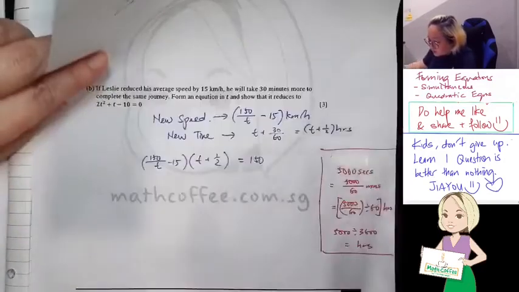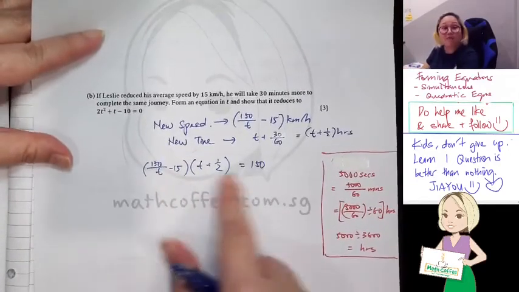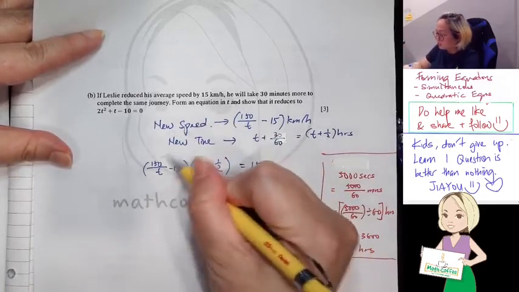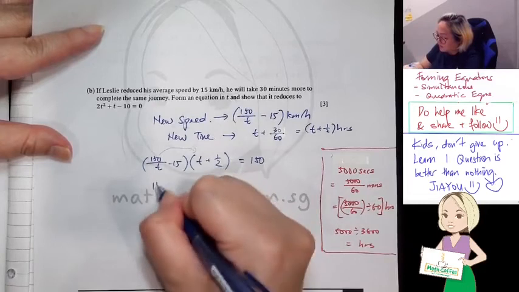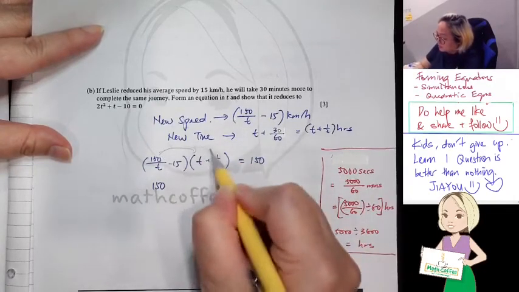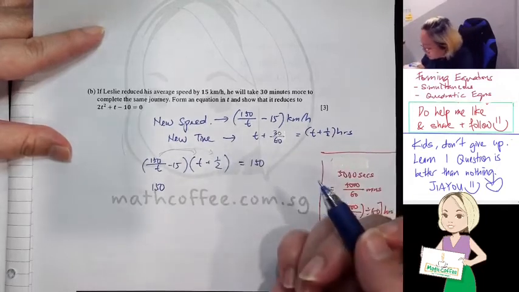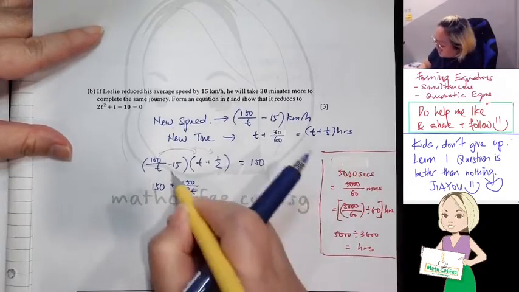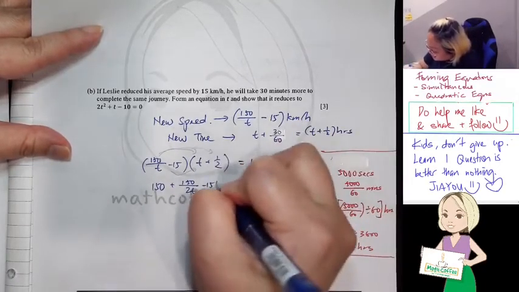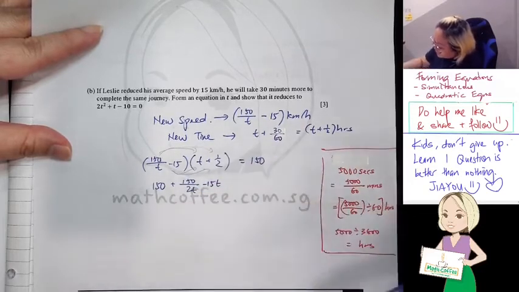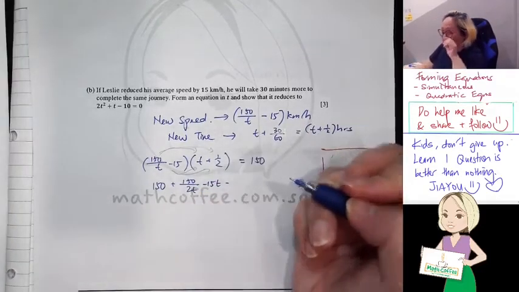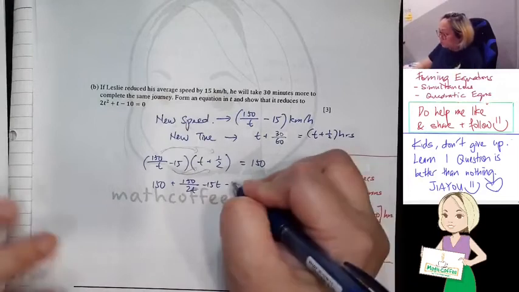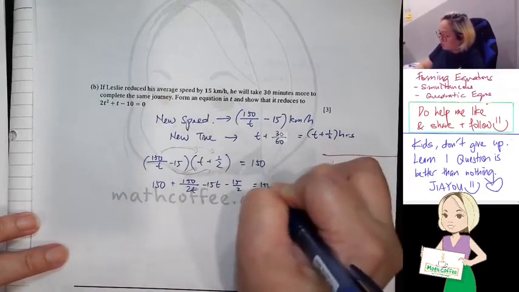Okay, so now let's see. I have formed this equation. Now how am I going to simplify? So we're going to do the rainbow thing again. This one times this one will give me 150. This one times this one will give me plus 150 over 2t. This one times this one will give me minus 15t. This one times this one will give me minus 15 times half, which gives you 15 over 2. So it's minus 15 over 2 equals 150.